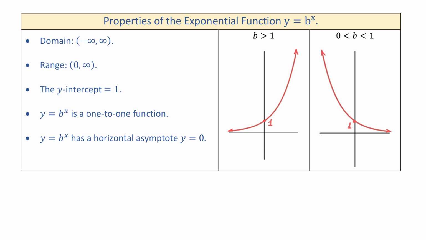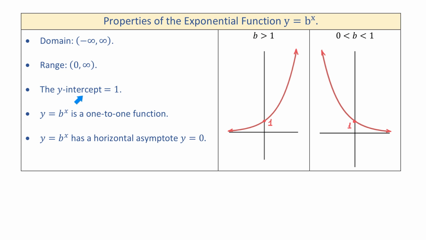The range is the interval from 0 to infinity, where 0 is not included. This means that the graph comes very close to the x-axis, but it does not touch it. So the whole graph stays above the x-axis and it goes to positive infinity. Therefore, when we write the range, we use parentheses to show that 0 is not included, and then the graph goes up to positive infinity.